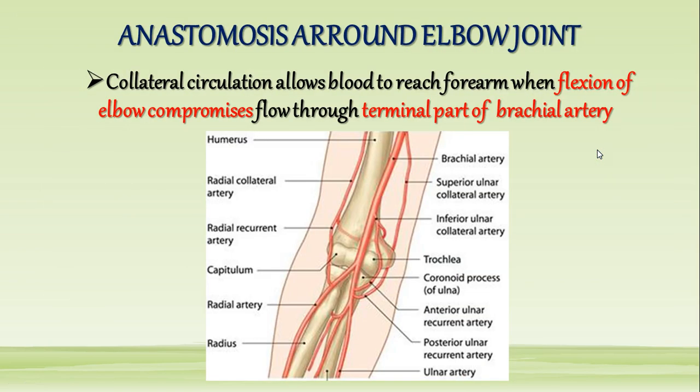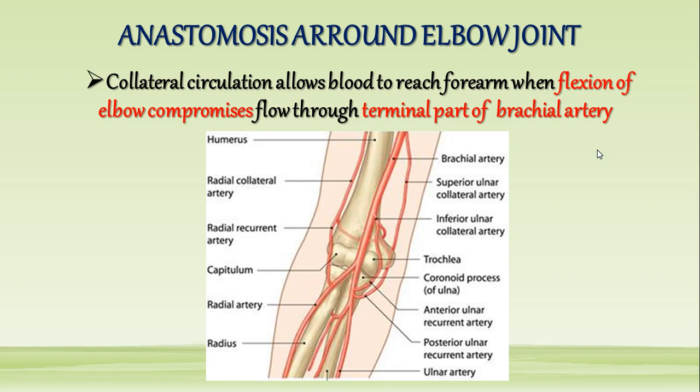So by this we have completed the cubital fossa. Now we will discuss the anastomosis around the elbow joint. Anastomosis is actually communication between two arteries, a connection between two arteries.